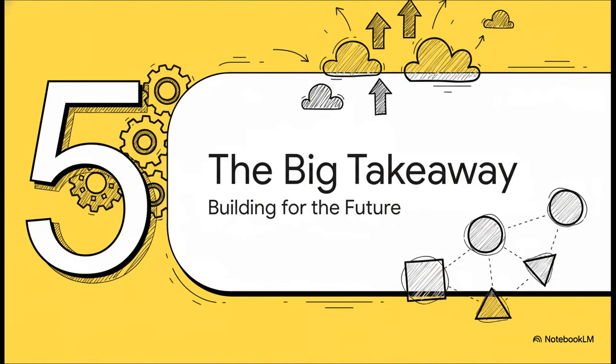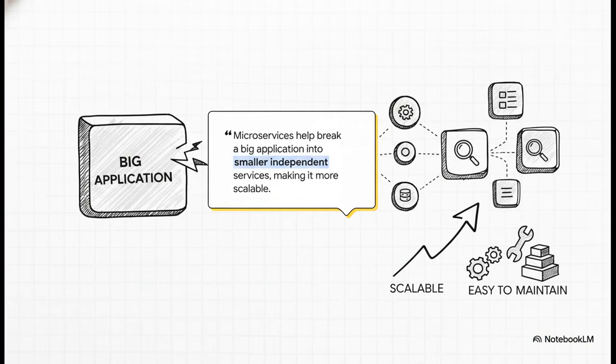So as we start to wrap this up, what's the big picture here? What's the one main idea you should really walk away with? It really all comes down to this. Instead of building one giant, clunky, tangled block of code, you build a flexible team of specialists that all work together. And that one simple shift, that's what creates applications that are built for the future. They're scalable, they're flexible, and they're just so much easier to maintain.